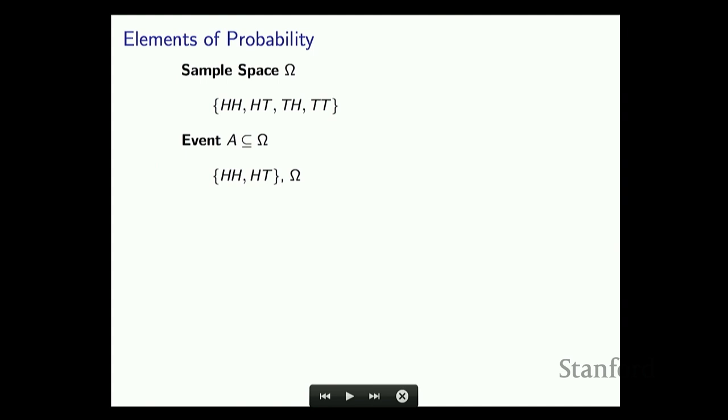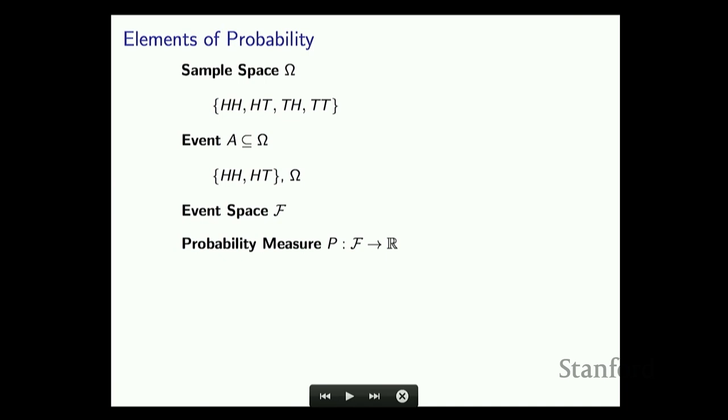That's the event space, the set of all possible subsets of your sample space. If your sample space is finite, the event space is basically the power set, which means the set of all subsets. And then we assign something called a probability measure.